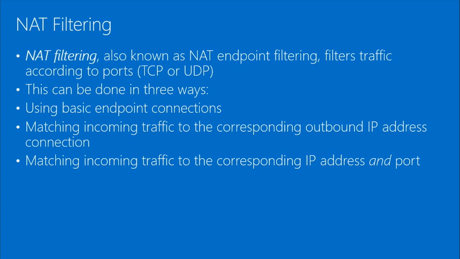NAT filtering, network address translation. Again, the basic definition for NAT is that it allows address translation from one network to another to overcome the IPv4 address issue. This also has some security associated with it. What this does is it filters traffic according to ports, TCP or UDP. It can be done in three ways.